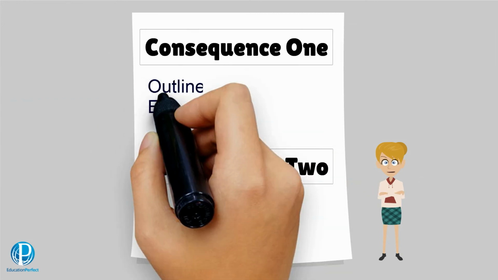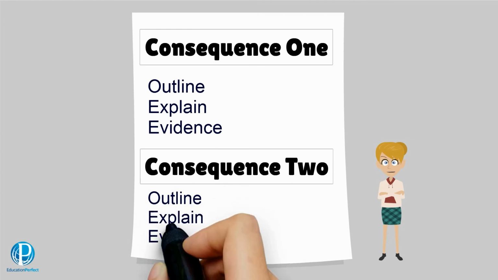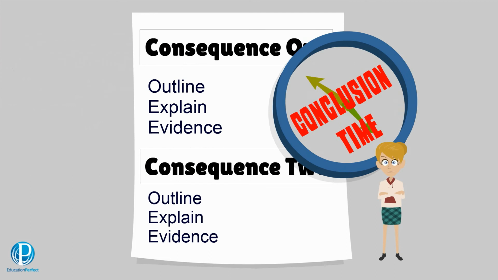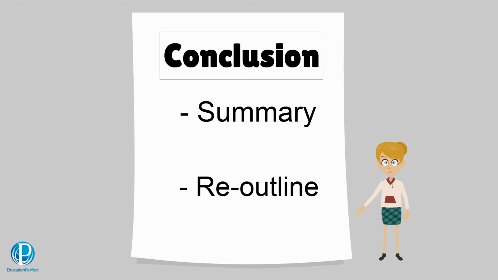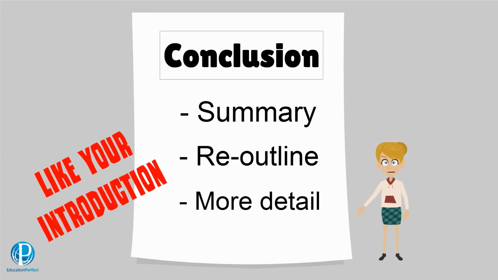This is easy, just do exactly what you did for the causes. Outline your consequence, follow it with a few sentences to explain it, and use lots of evidence to back up your points. And in no time at all, you're ready to write your conclusion. And the conclusion is super easy. All you need to do is summarise your whole essay. This means re-outlining all of the causes and consequences of your historical event. It's practically your introduction, just rewritten in a bit more detail.